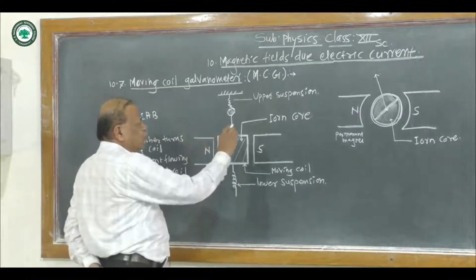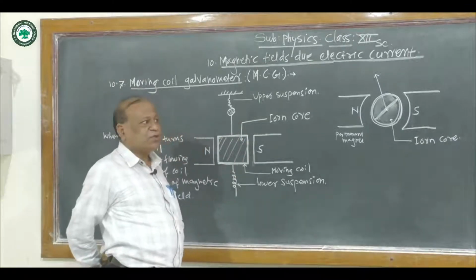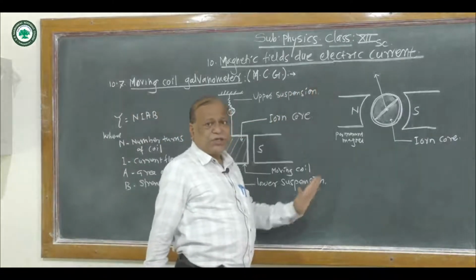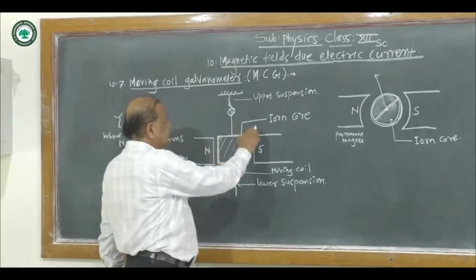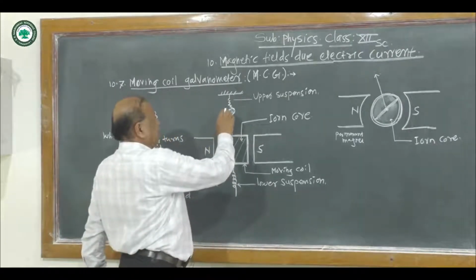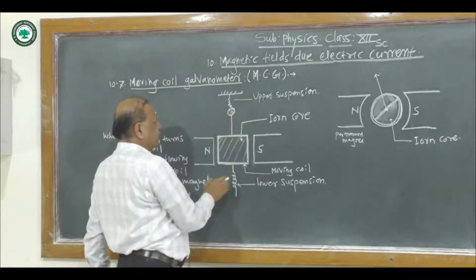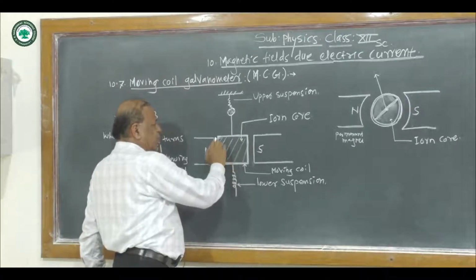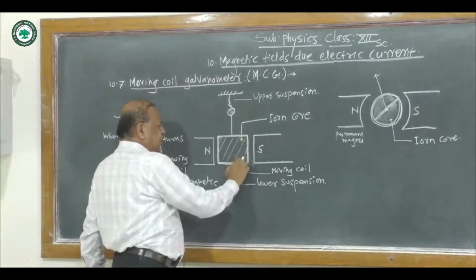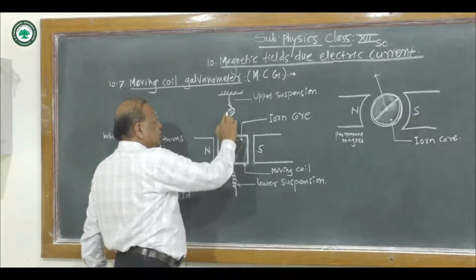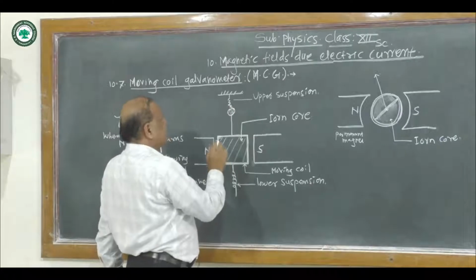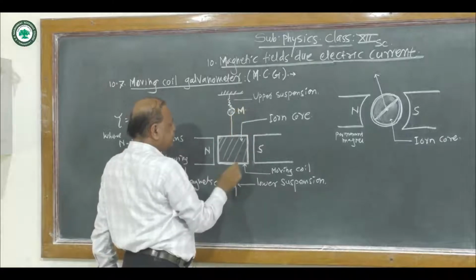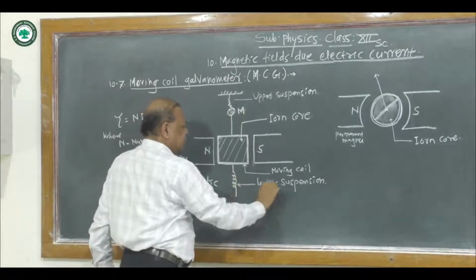Moving coil galvanometers are of two types: one is the suspended type and another is the pivoted type galvanometer. Now see the construction of the suspended type galvanometer. It consists of a rectangular iron core, wire is wound on that iron core, and this coil is suspended by the upper suspension through a mirror, and the lower suspension is like this one.